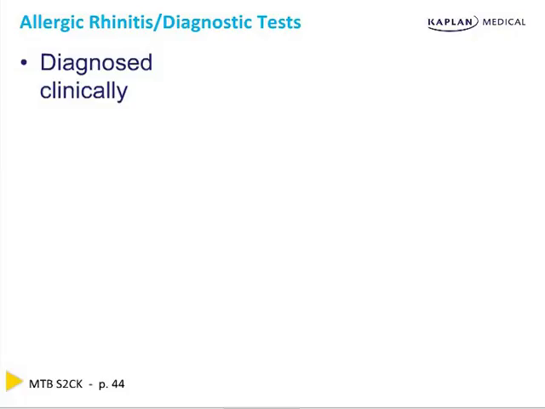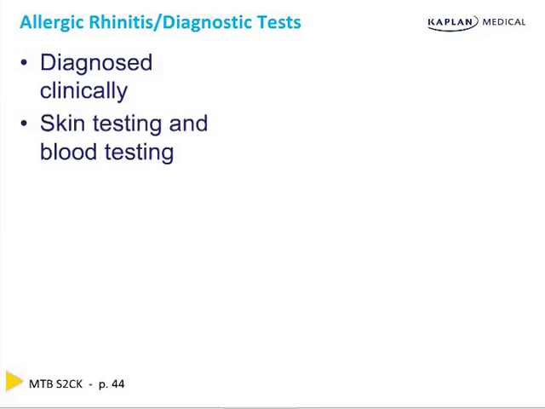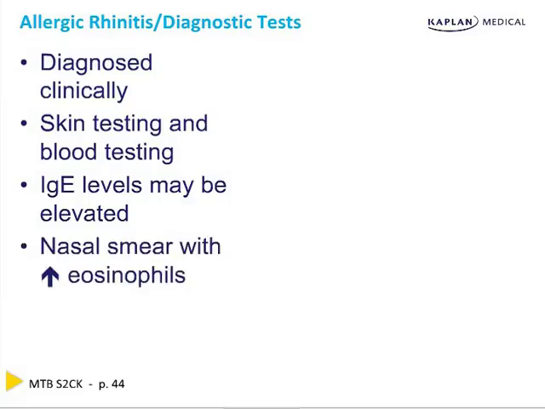The way to diagnose allergic rhinitis is quite simply through clinical exam. The clinical diagnosis, with recurrent episodes and the presentation, can pretty much cinch the diagnosis. However, skin testing and blood testing can be done. When you have blood tests, you'll notice that the IgE levels may be elevated. You can actually send nasal discharge for a smear, and you'll notice an increased number of eosinophils.